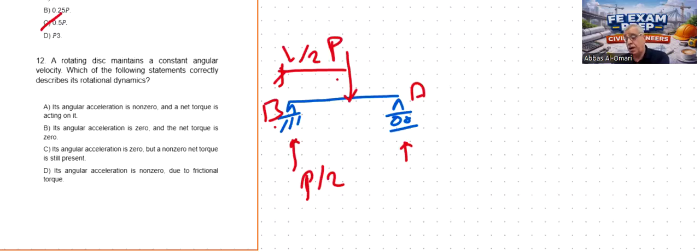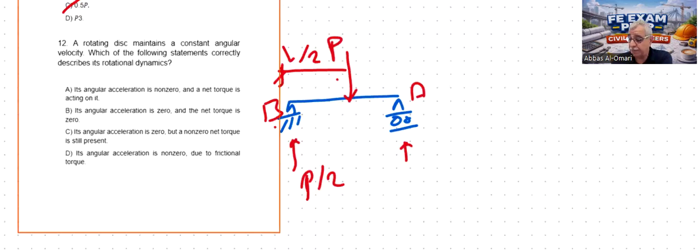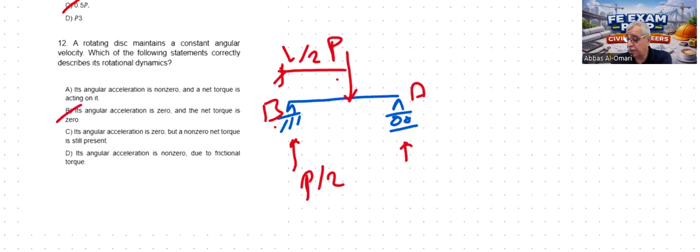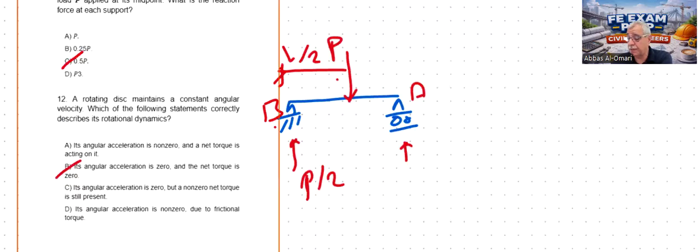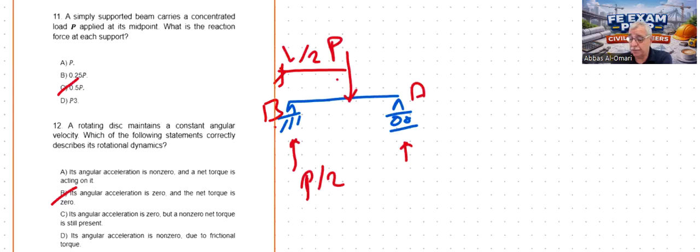So let's see the options. Its angular acceleration is non-zero. This is not correct because the angular velocity is constant. Its angular acceleration is 0. That's correct. And the net torque is 0. So B is the correct answer. Both the net torque and the angular acceleration should be 0. So the next question.